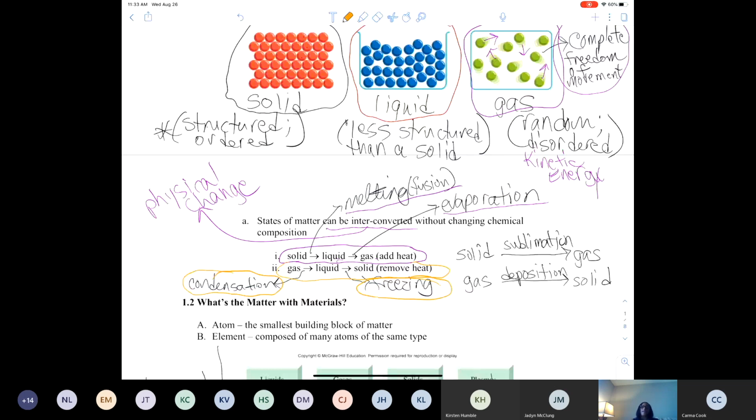Now, two other physical changes take place that involve phase changes. And they involve a solid going directly to a gas, or vice versa, a gas being converted directly into a solid. So the solid to gas conversion is called sublimation, and the gas to solid conversion is called deposition.